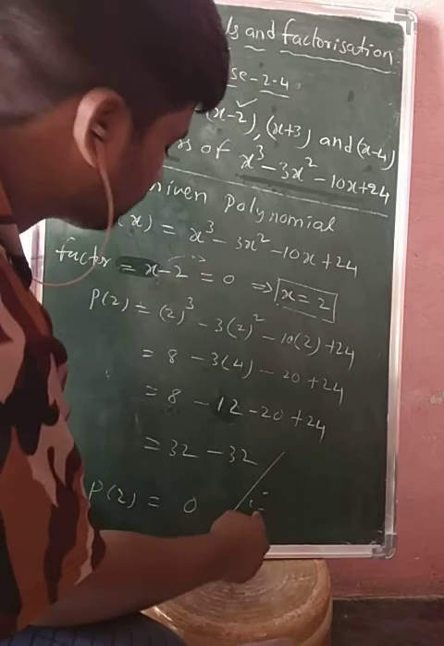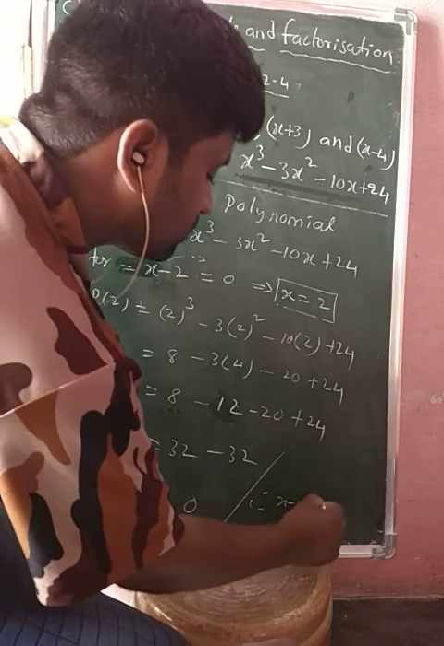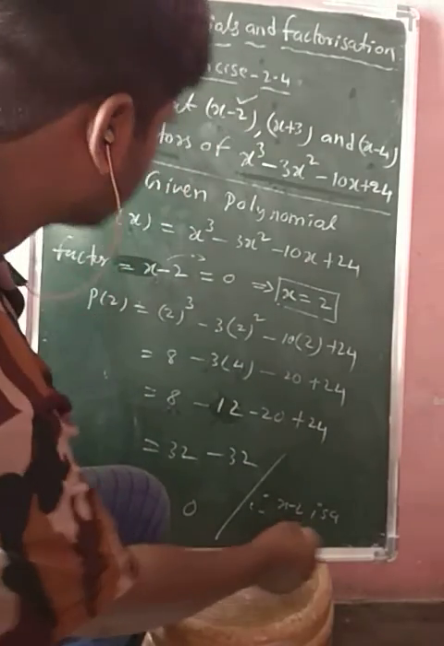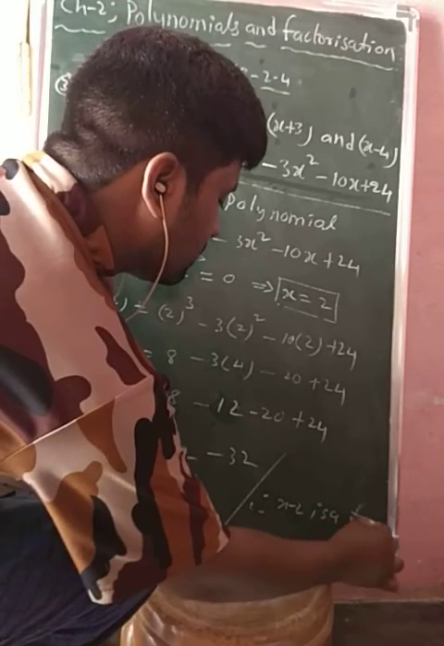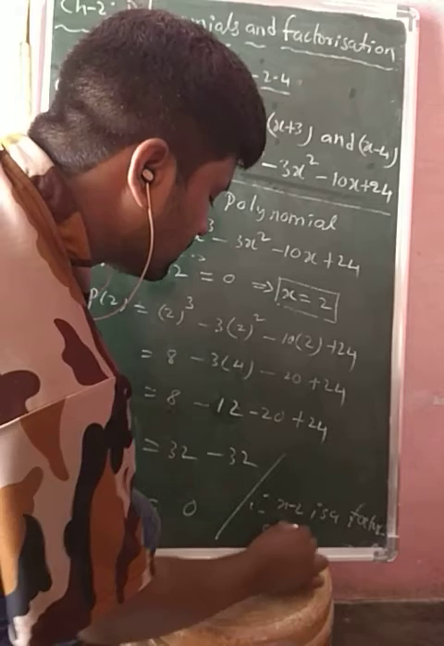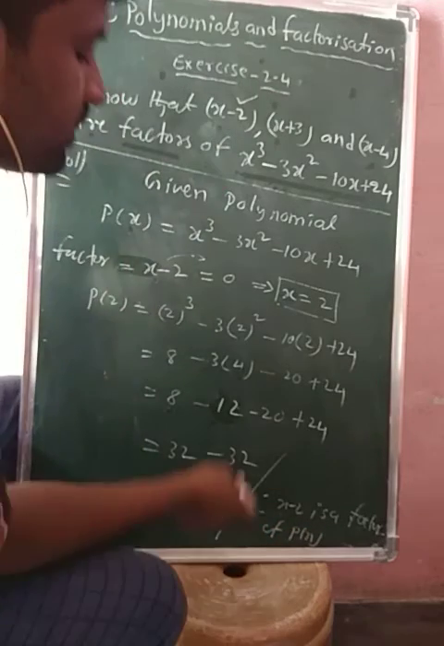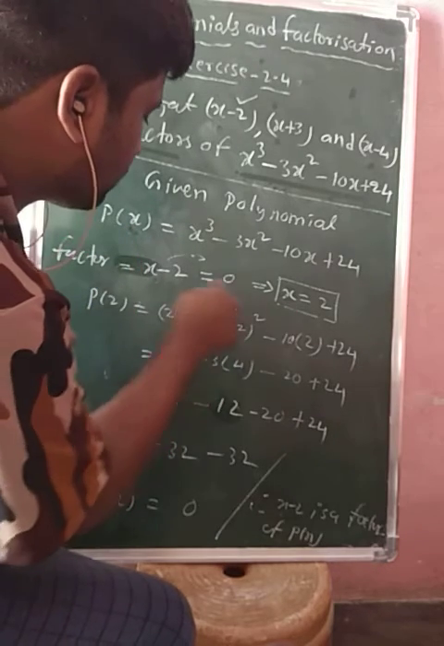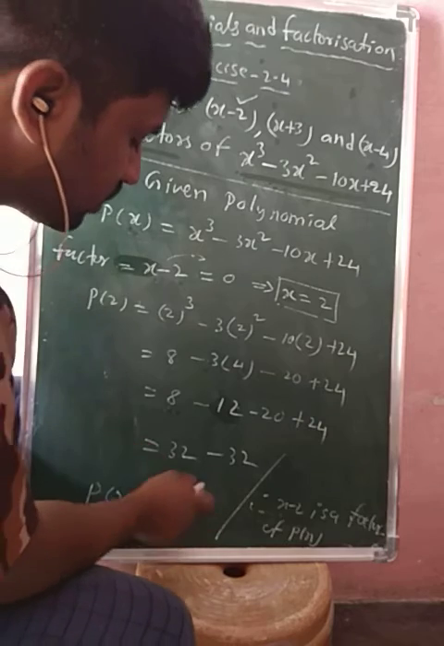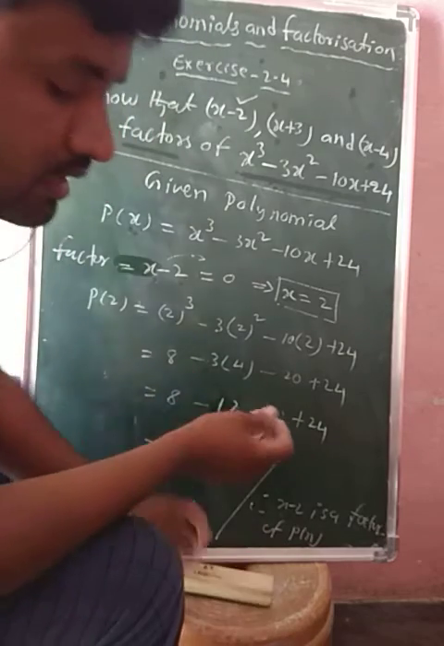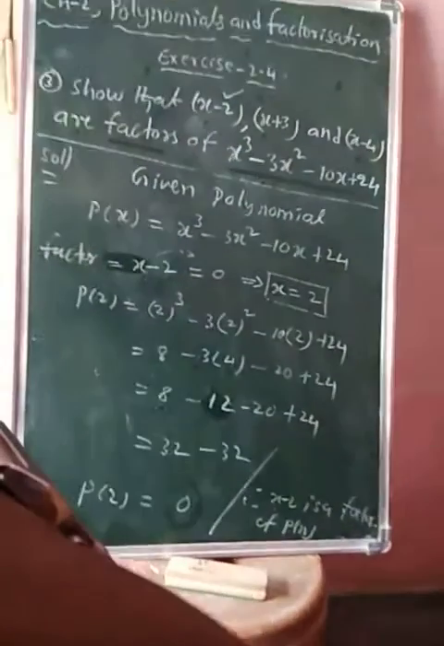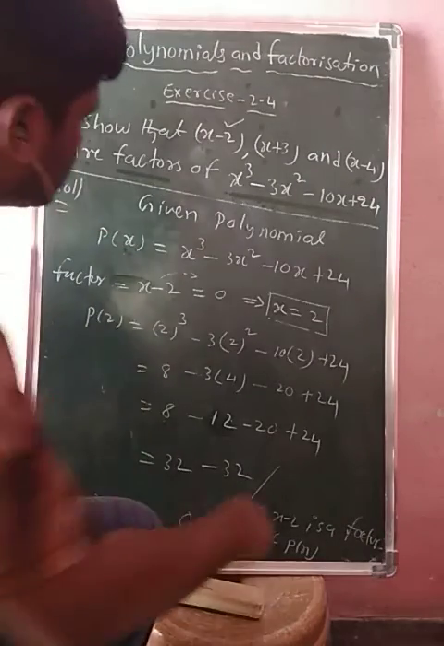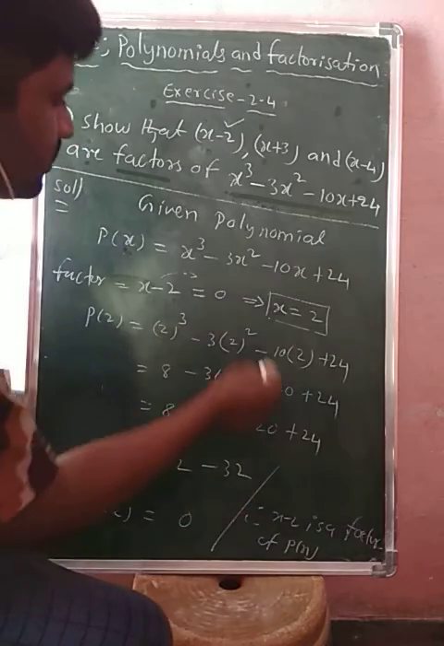So therefore we can say that x minus 2 is a factor of p of x, because if you replace in the place of x the zero of the factor, we get the value of the polynomial is 0. Okay, so first one, x minus 2 is a factor of the polynomial.